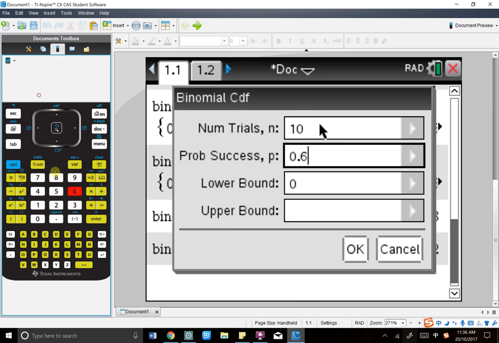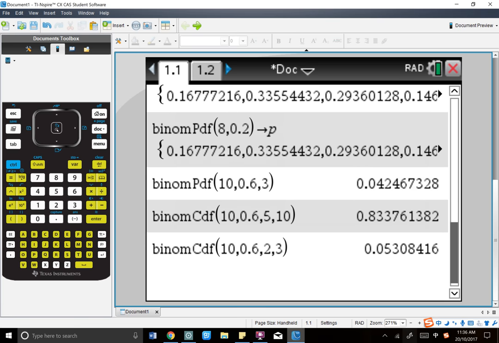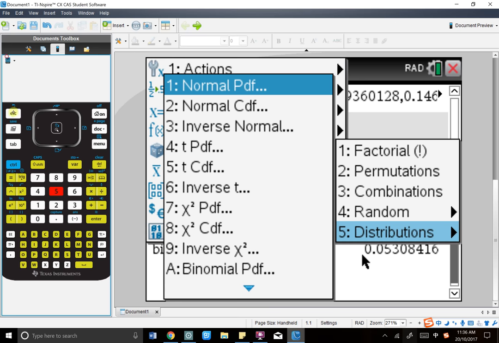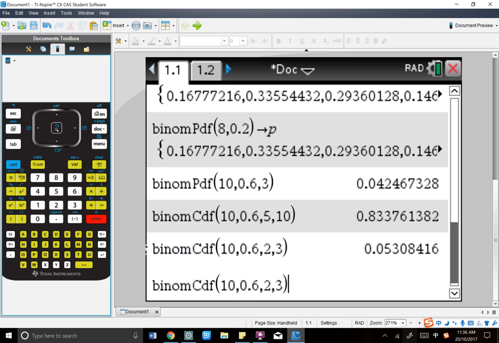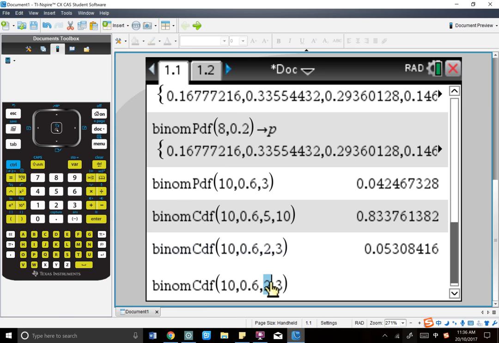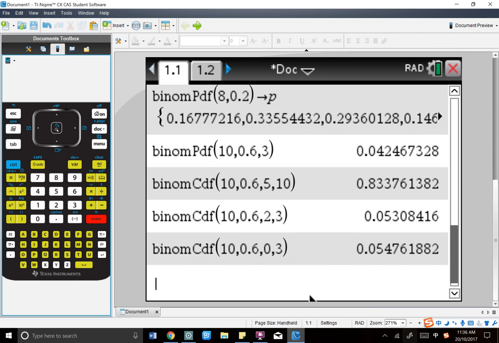And 0.6. Lower bound is 2. Upper bound is 3. You want 2 to 3, right? You want 2 and 3, so 2 to 3. So that's the probability for the top. And the bottom is, well, I can directly change it here. That's a binomial CDF. I change the value here. I want 0 to 3 now for the bottom, 0 to 3. And what we have is that. So you use this value to divide by this value.